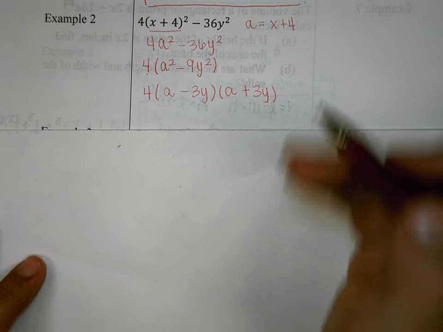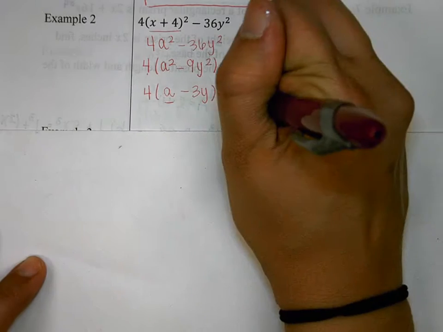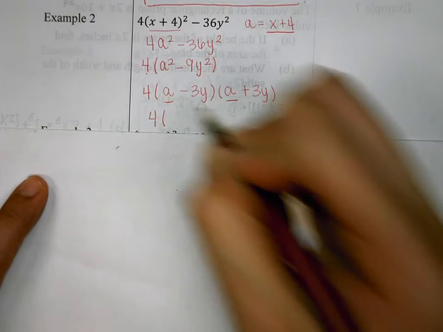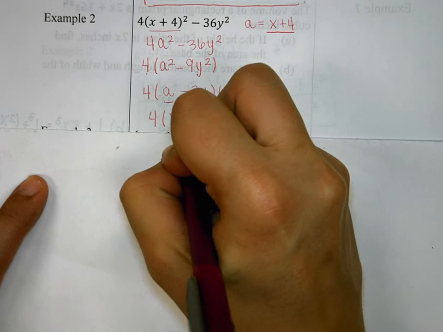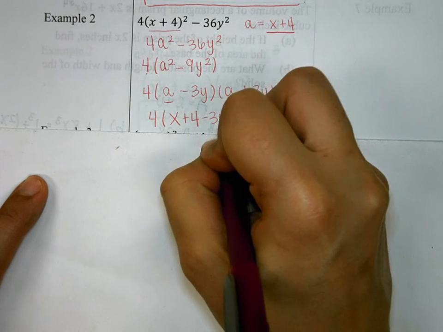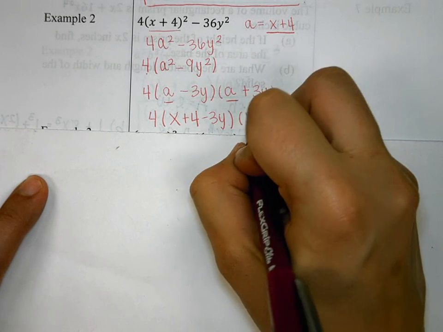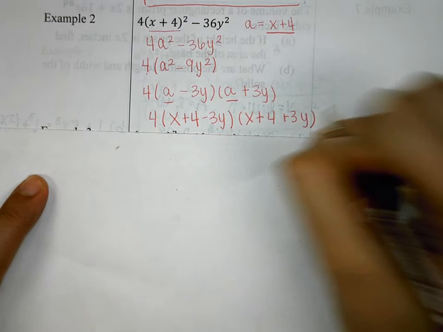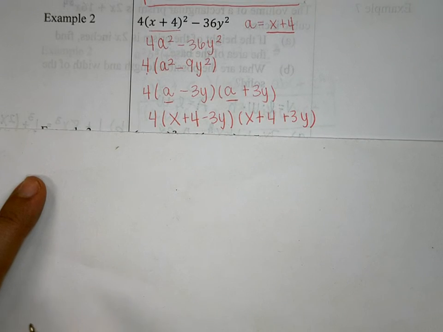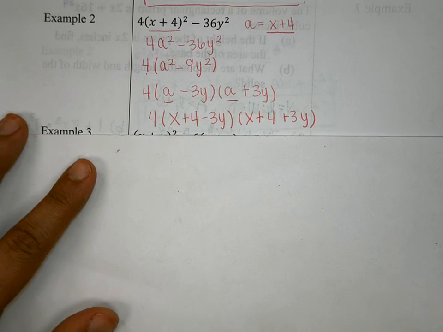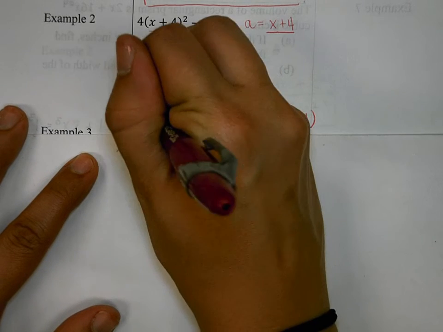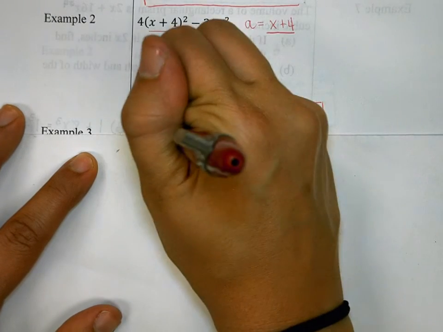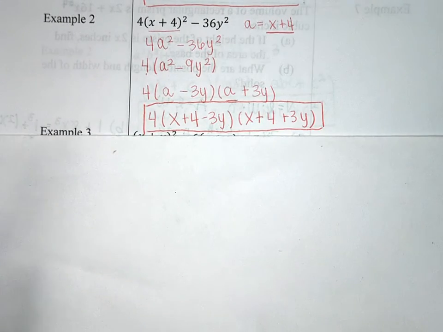But I can't just leave that as my answer. I have to plug x plus 4 back in. So my answer would actually be 4 times x plus 4 minus 3y times x plus 4 plus 3y. Now inside each of the parentheses there is no combining like terms or anything I can do. And since I'm trying to factor all the way, I leave that GCF outside. So that would be my answer.